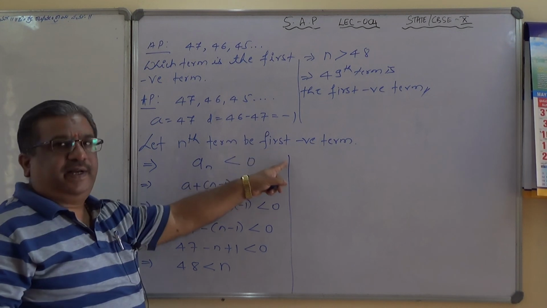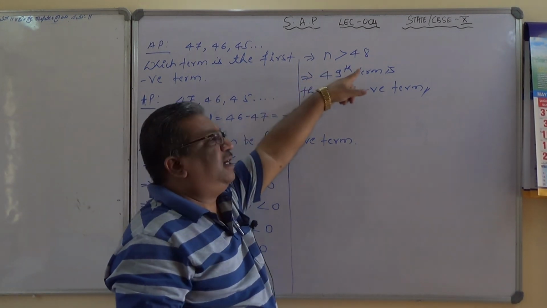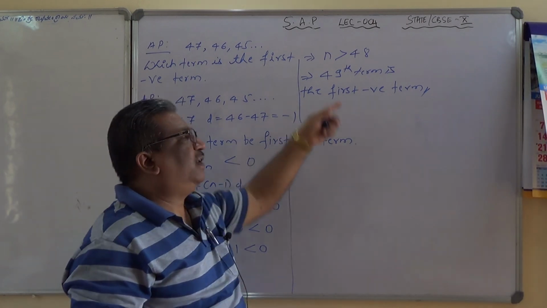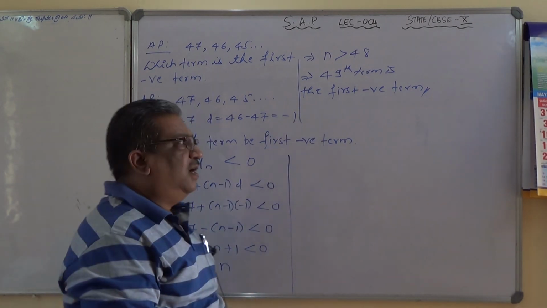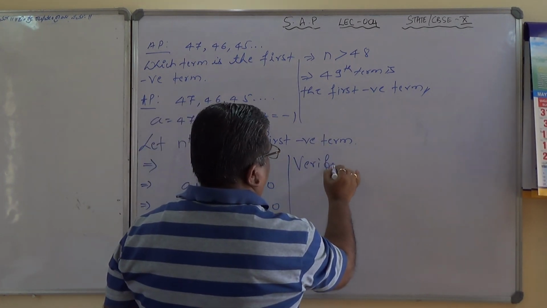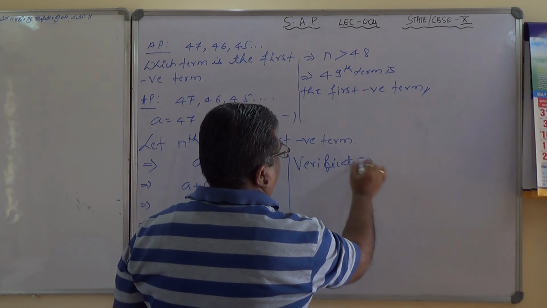Why it is 49th term? Nth term be the first negative term. N should be greater than 48. What is the natural number greater than 48? 49, and hence it is 49th term. So cross verification will do it. Verification, whether it is correct or not, let us check it.